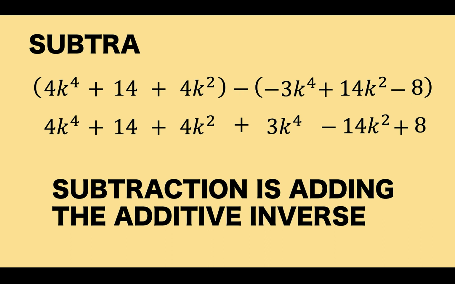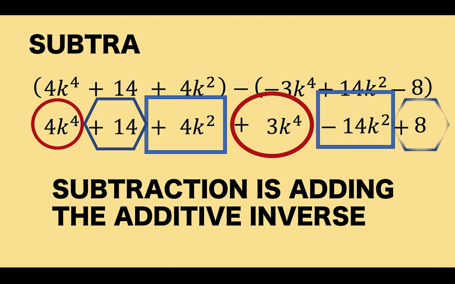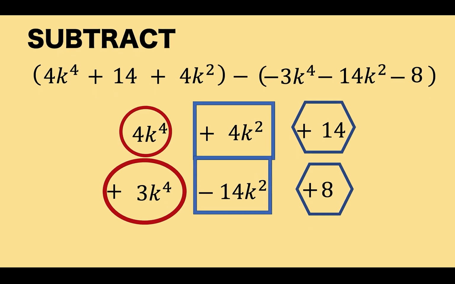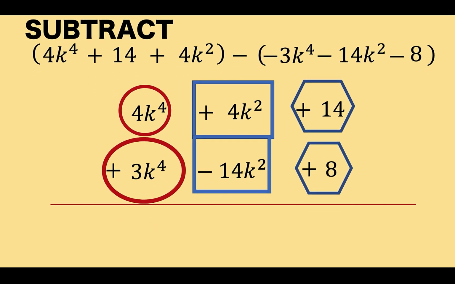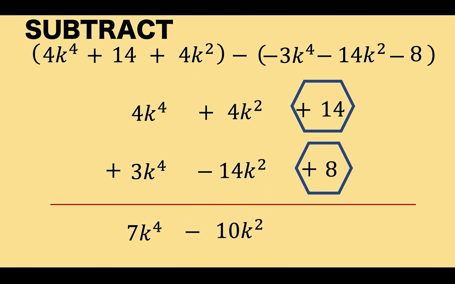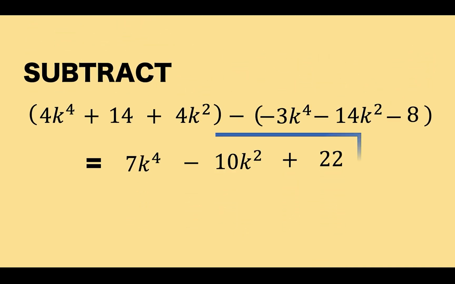So once we perform that added step of converting from subtraction to addition, then we can identify the like terms. These are the like terms grouped according to shapes. And perform now the simplification. 4k to the fourth plus 3k to the fourth is equal to 7k to the fourth. 4k squared minus 14k squared is equal to negative 10k squared. And positive 14 plus 8 is equal to 22. And therefore, this is now our final answer.